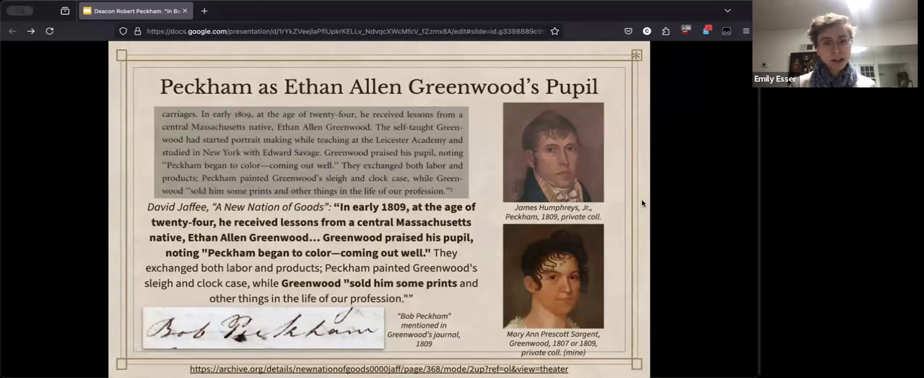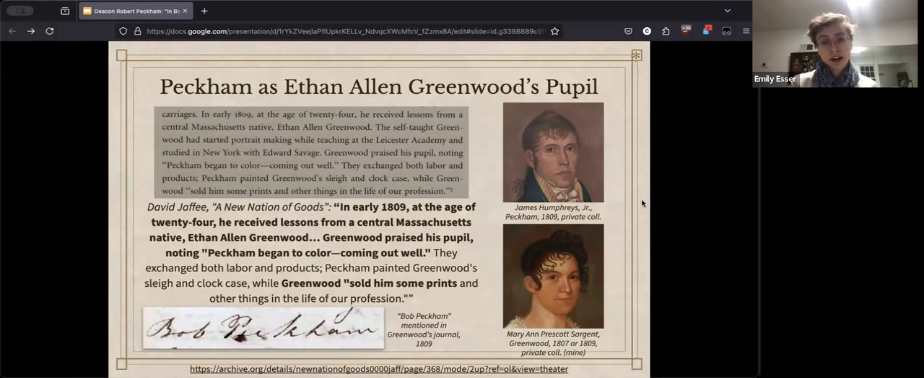So here's a little bit about his teacher, Ethan Allen Greenwood. Here's the note that Greenwood sold him prints. It's from A New Nation of Goods by David Jaffee. And he dug through some of Greenwood's very detailed diaries. I've actually scanned them myself, but they are quite illegible. So I'm working on that one. I will report back later, but I did find in there Bob Peckham in his journal. So that's all quite funny. I think that's the only time I've seen him called Bob Peckham. But he appears in there recurringly as Greenwood notes his artistic progress and improvement.